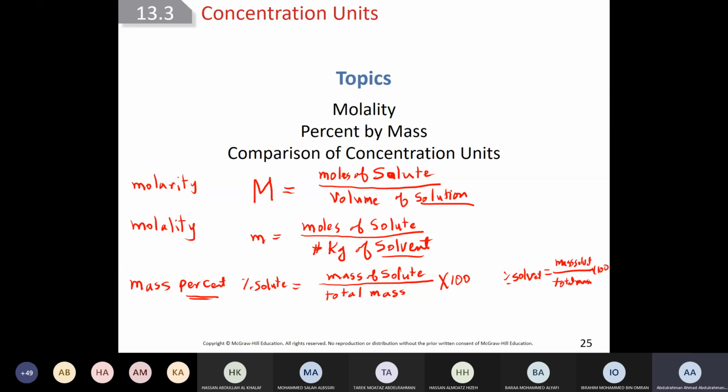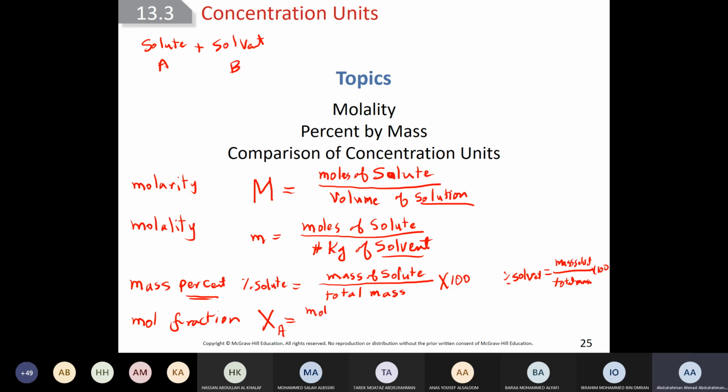Last one I want you to know very well is mole fraction. And we give to it X. We took this before. What's the mole fraction? Number of moles over total moles, or partial over total: n_i divided by n_total. I will call the solute A and the solvent B.